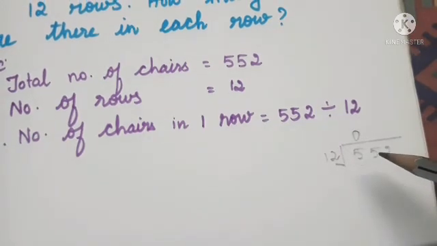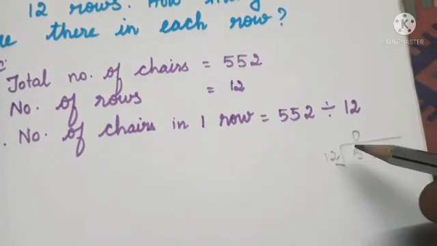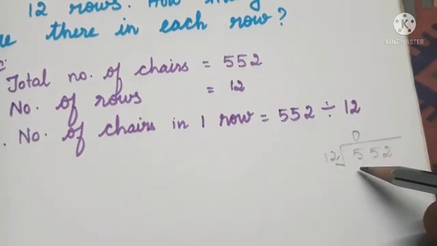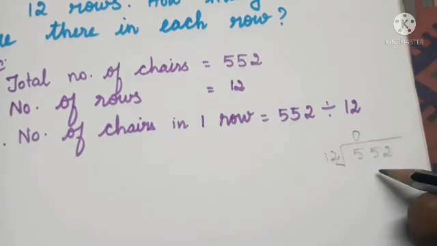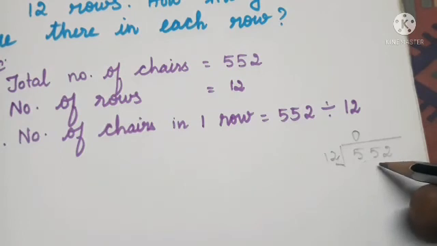Okay, in the hundreds place value of the quotient, we want to write 0 because 5 is in the hundreds place. We can't divide 5 by 12, so we have to place 0 in the quotient. And next, what do we have to do? We have to take the tens place value together.